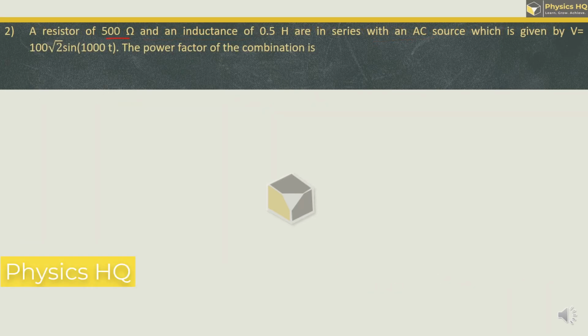A resistance of 500 ohm and an inductance of 0.5 Henry are in series with an AC source which is given by V equals 100 root 2 sine of 1000 t. The power factor of the combination is 1 by root 2, 1 by root 3, 0.5 or 0.6.